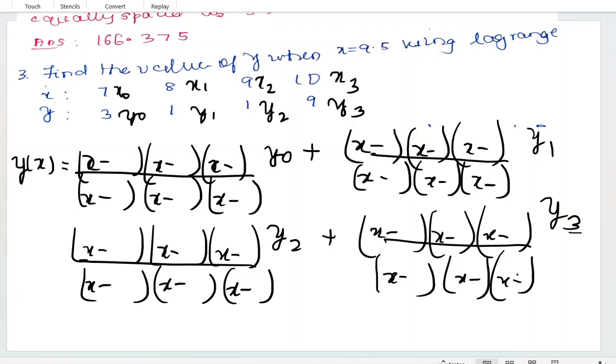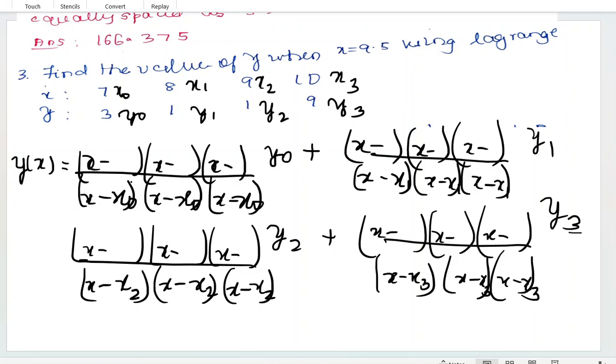Now here, because there is y naught, we write the down part as x naught. Because there is y1 over here, we write this as x1. We write this as x2, and we write this as x3.